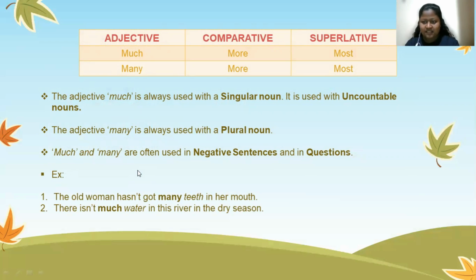Hasn't got many teeth in her mouth. There isn't much water in this river in dry season.